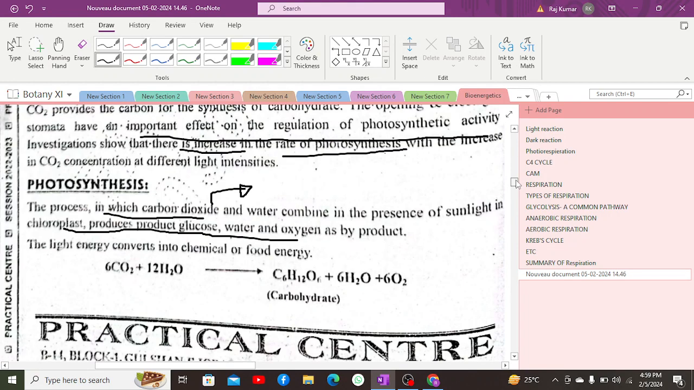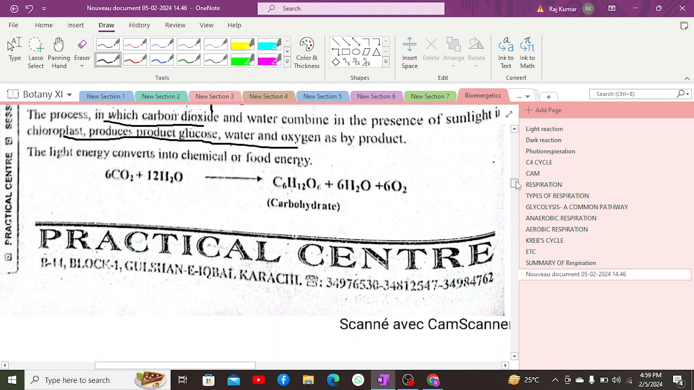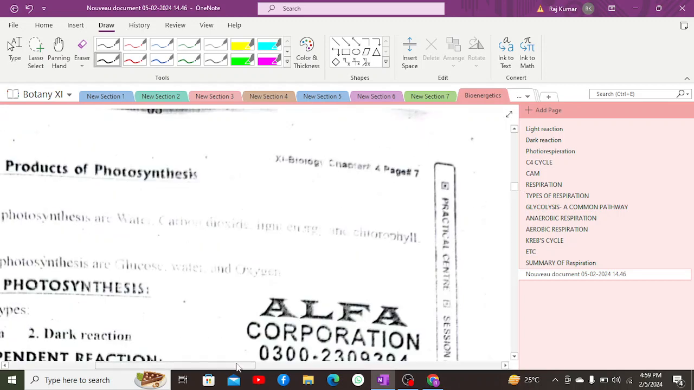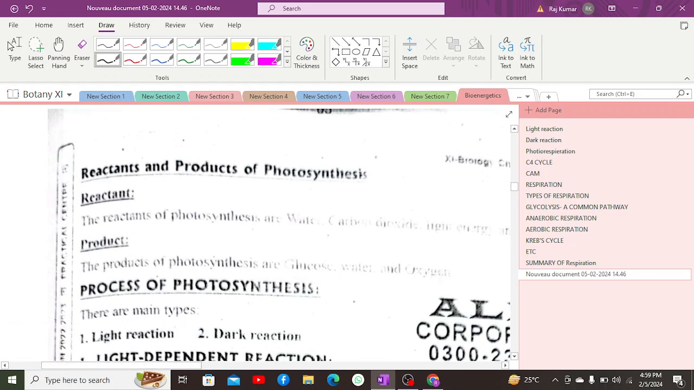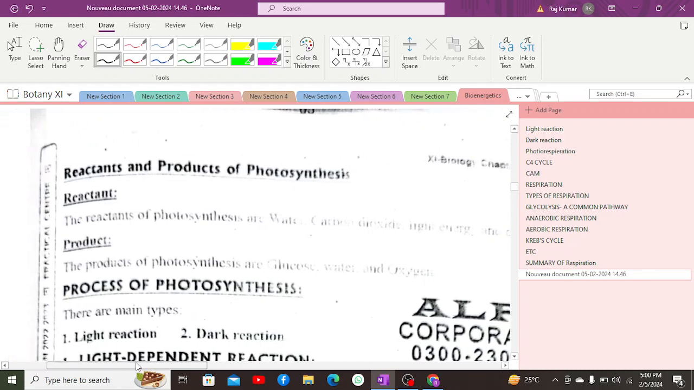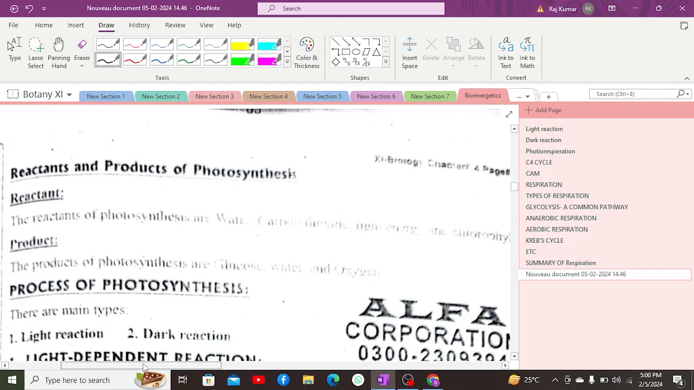Apart from which, when it comes to the other part, the reaction is simply written down on your screens. Here we have the reactants and products of photosynthesis. The reactants are carbon dioxide, water, and light energy in the chlorophyll, and the products are glucose, water, and oxygen.